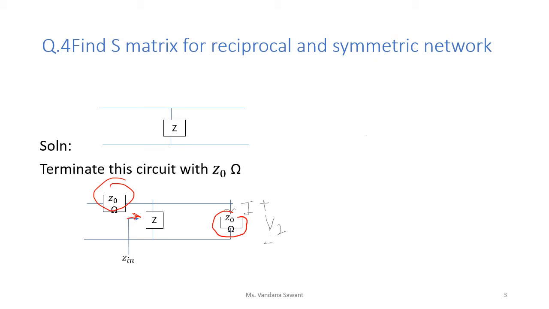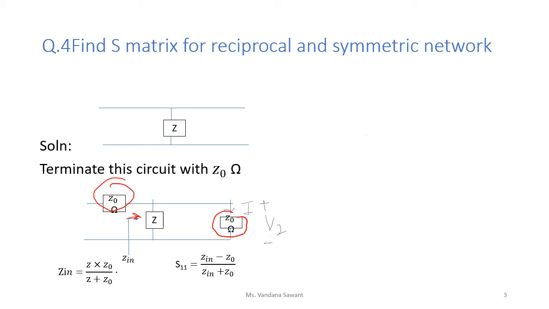If you are looking into this network, then we can find only these two impedances Z and Z0. They are parallel to each other. So from this we can write Zin is equal to Z parallel Z0. So we can write Zin is equal to Z into Z0 divided by Z plus Z0. Now we can write S11. S11 is equal to, we know the formula, Zin minus Z0 divided by Zin plus Z0.